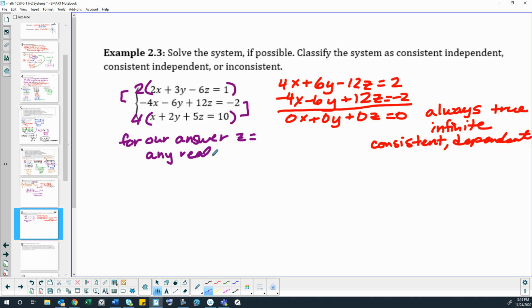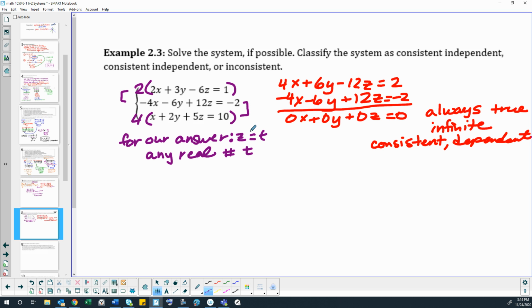Any real number. But we're not just going to leave it as z. We're going to change it to some parameter t, which is really not necessary, but it is what your answer key does, and so I want you to see this so that you're not confused by where this t came from. Well, they're just saying we are going to let z equal t for any real number t.